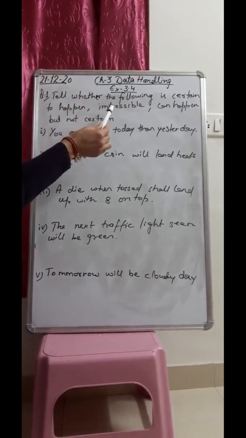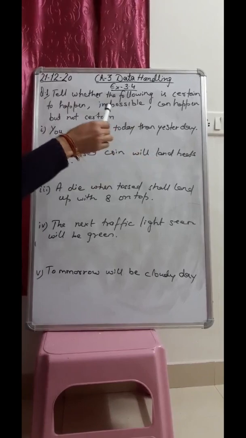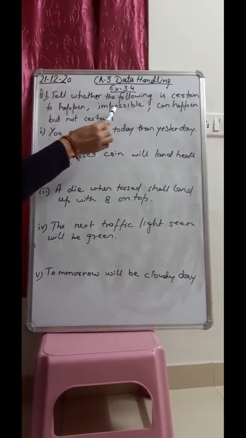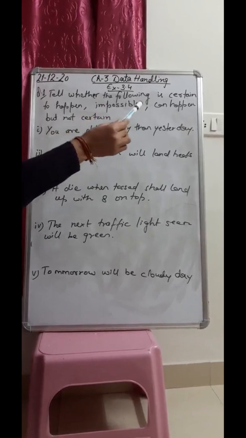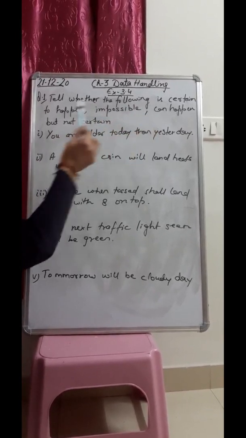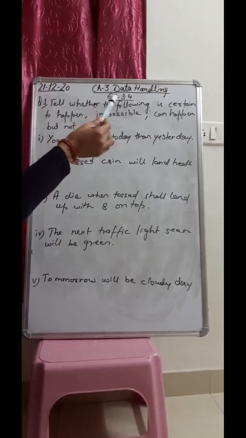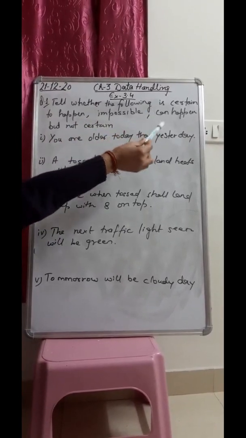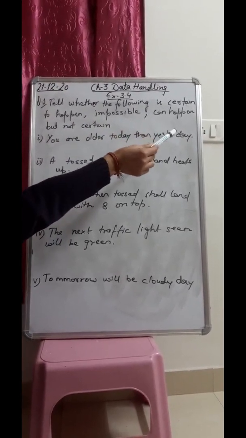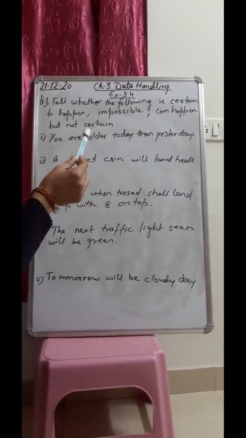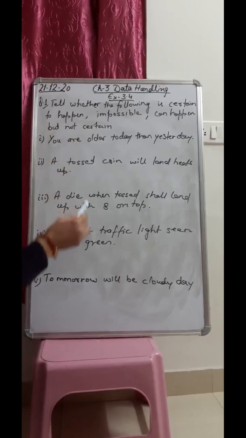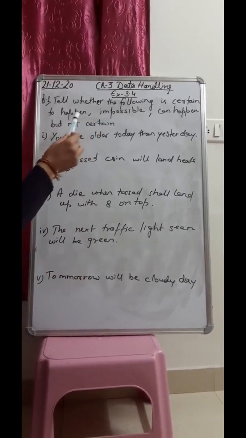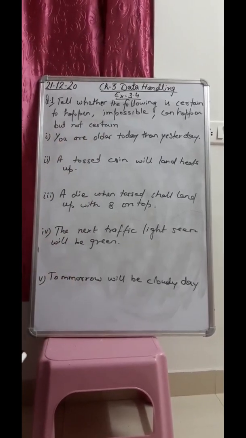Impossible means that the event is not possible. We are sure that in the impossible case the event is not going to happen. Third is can happen but not certain. In the third one, we are not sure whether that thing will happen or not. So we are going to apply these three in these questions.